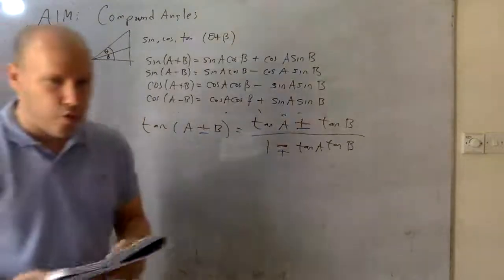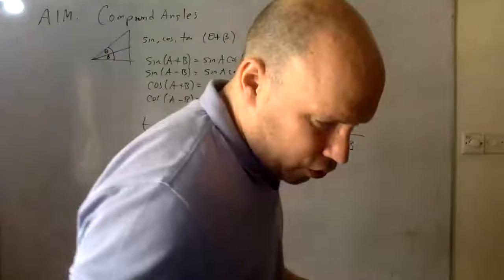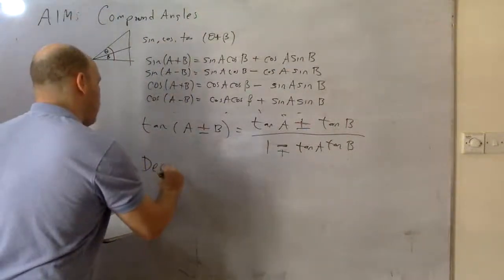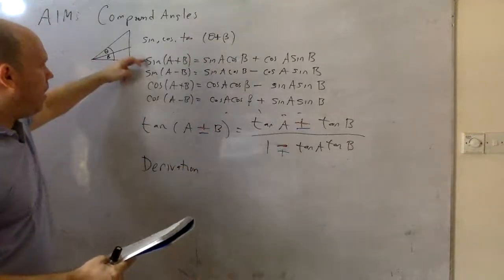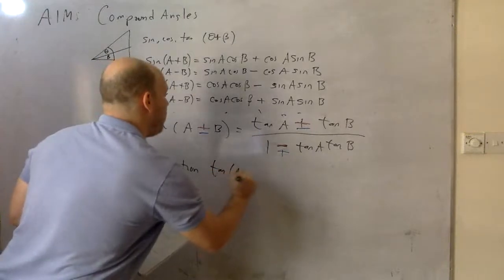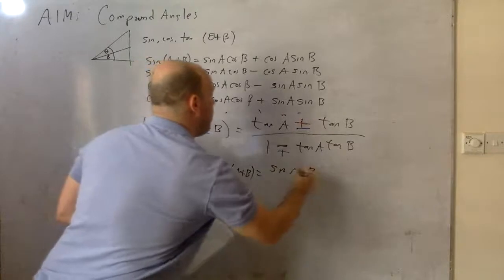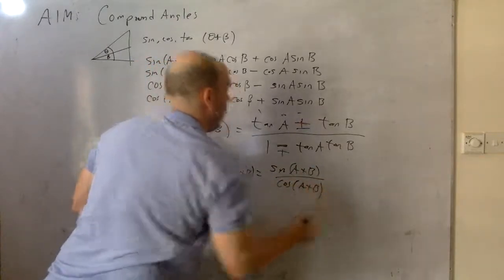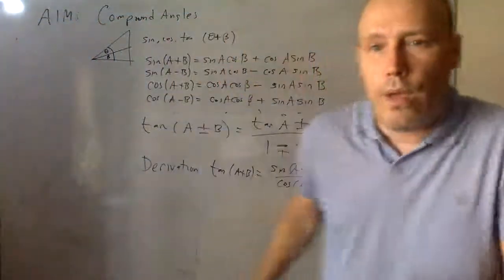So you have a couple of choices. First, you try to derive it yourself. The derivation. Some of you might say, hey, the tangent of A plus B is equal to the sine of A plus B over the cosine of A plus B. I'm not going to go through this because you don't need to know it. You're given the formula. I just want to show you.